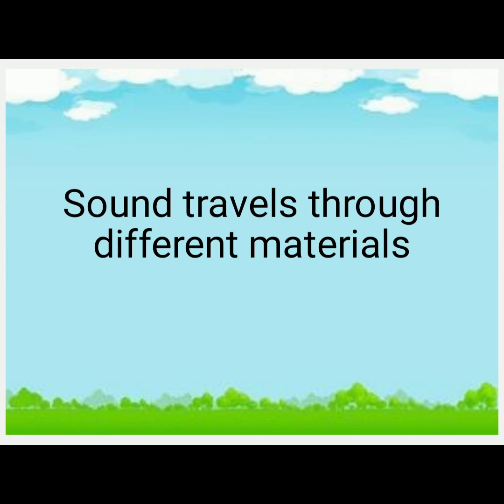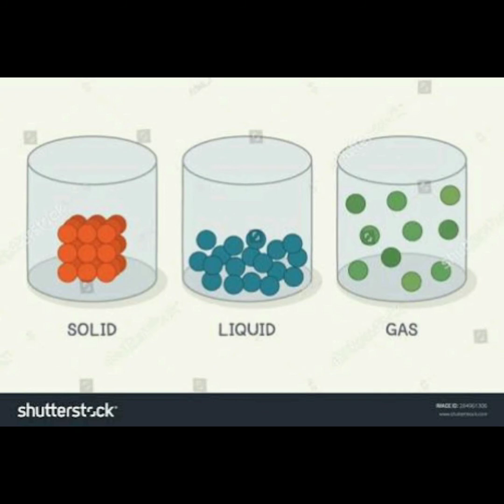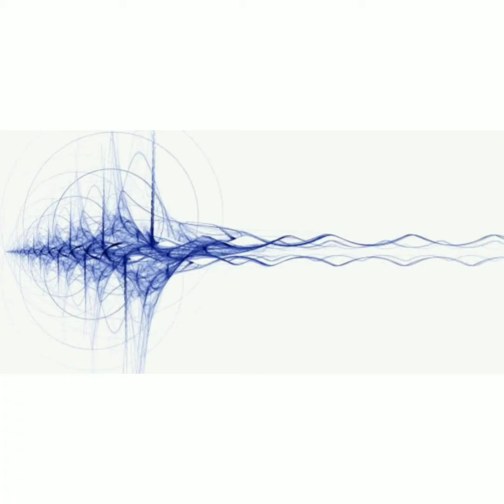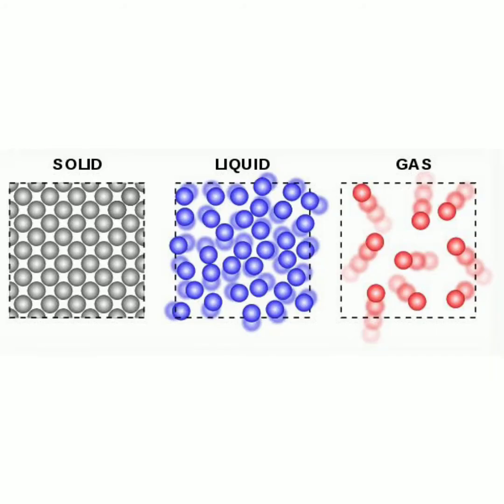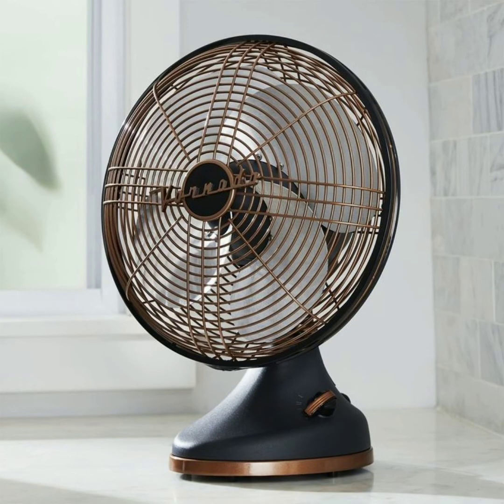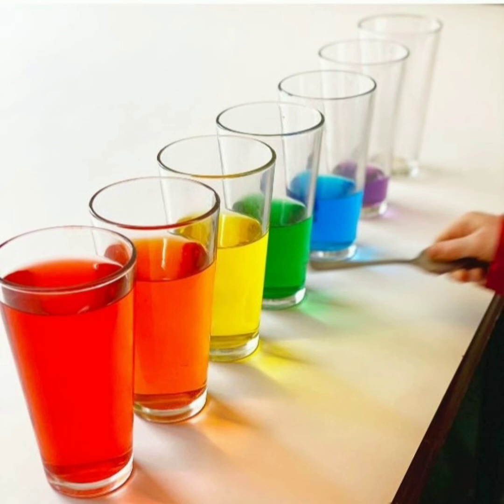Sound travels through different materials. Sound waves need to travel through a medium such as solids, liquids, and gases. The sound waves move through each of these mediums by vibrating the molecules in the matter. This enables sound to travel much faster through a solid than a gas. Sound travels about 4 times faster and farther in water than it does in air.